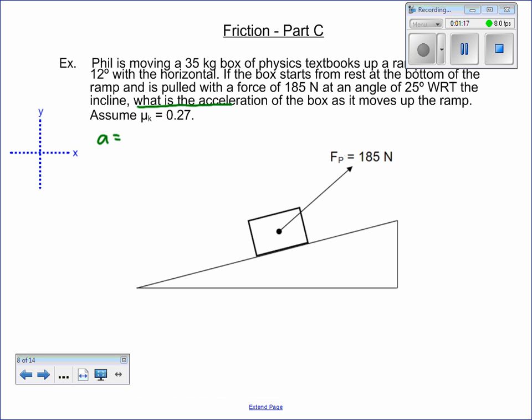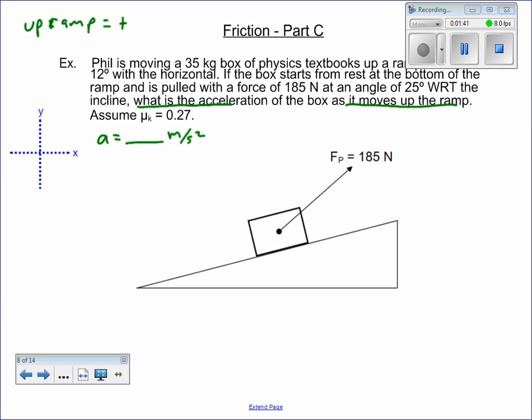Acceleration equals something meters per second squared. Now I didn't put a vector sign on this because right over here it says as it moves up the ramp. So what we're going to say is that up the ramp is positive and down the ramp is negative. And that means going along the plane of the ramp upwards.